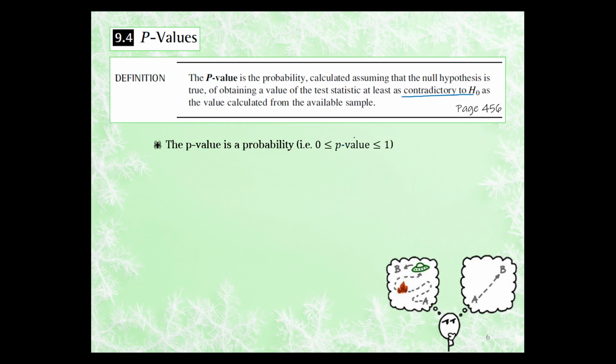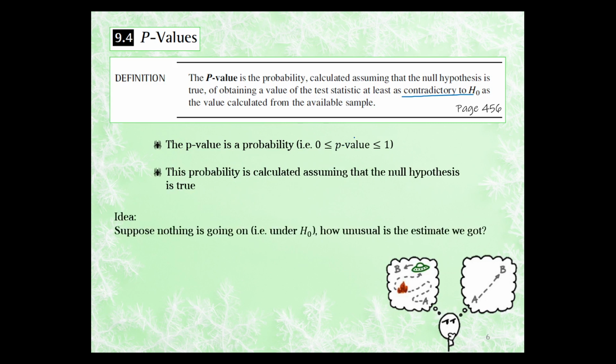Now, the probability is calculated assuming that the null hypothesis is true. The idea with that is basically that we assume nothing is going on. The null hypothesis, remember, is the hypothesis of no change, so pretty much nothing is going on. So we want to see, if nothing is going on, how unusual is this estimate that we got from the sample? In other words, if we look at the estimate as a function and we turn it into a test statistic, how unusual is this value?